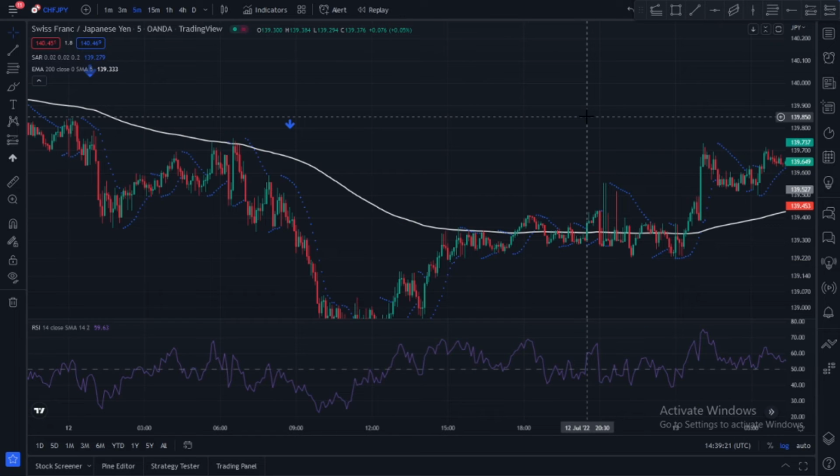In this situation, the price is below the EMA and is bearish, and the RSI is below the 50 line, and the parabolic SR indicator is also above the price and is bearish. So we open a short position and set a stop loss and a TP.